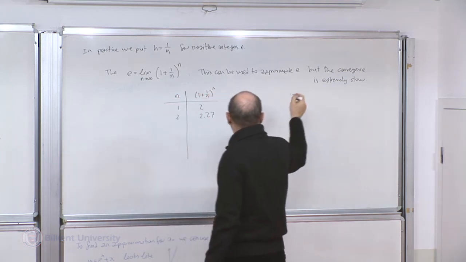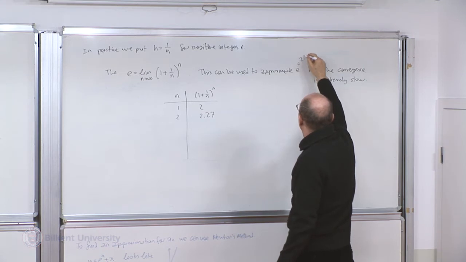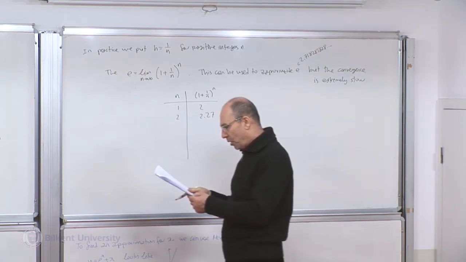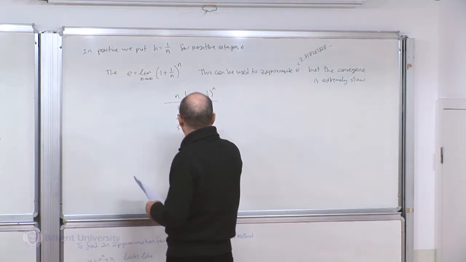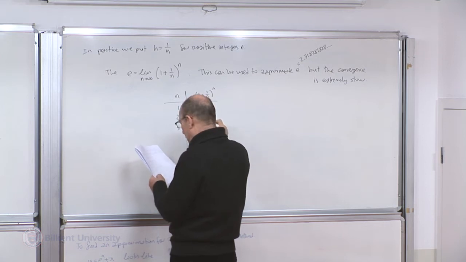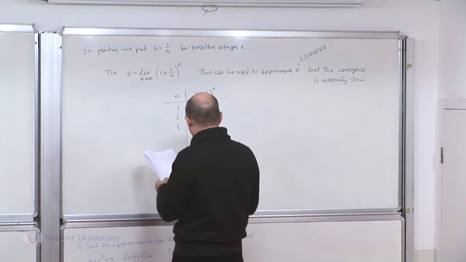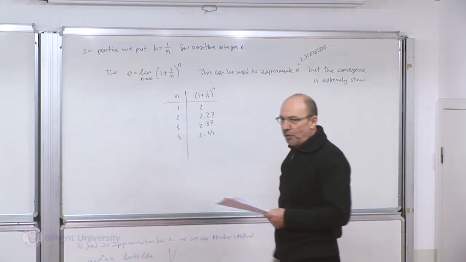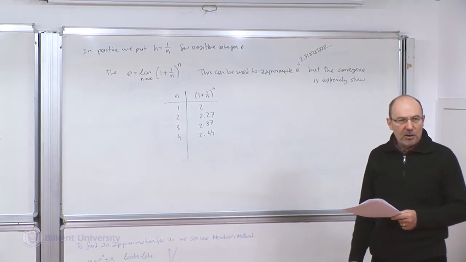2.27. Okay, so we know that e is 2.71828, and then something else. Okay, so 2.37. Okay, so it's increasing but very slowly. 4 is 2.44. Since we have computers, you start giving larger and larger numbers.